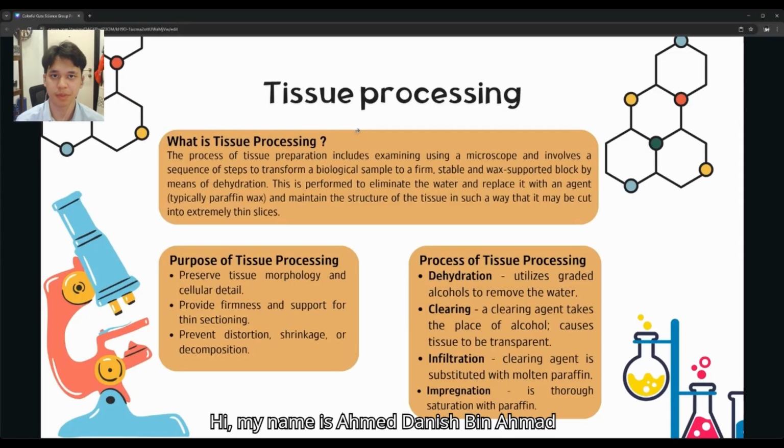Hi, my name is Danish bin Rommil, and I'll be presenting on tissue processing, embedding, and sectioning using the microtome. Tissue processing is the process of transforming a biological sample into a firm, stable, and well-supported block by means of dehydration. There are 4 steps to tissue processing, which are dehydration, clearing, infiltration, and impregnation.